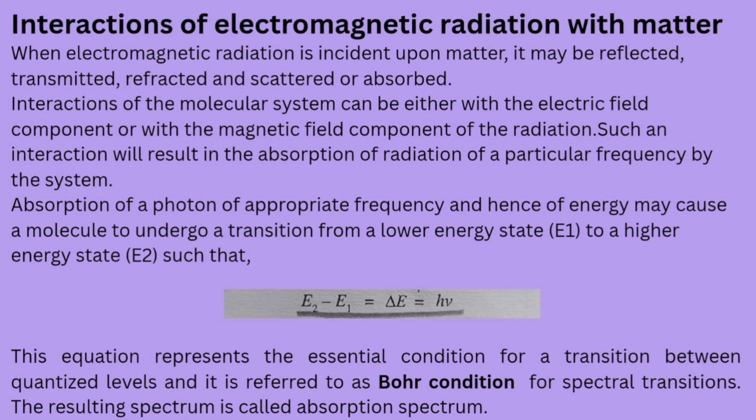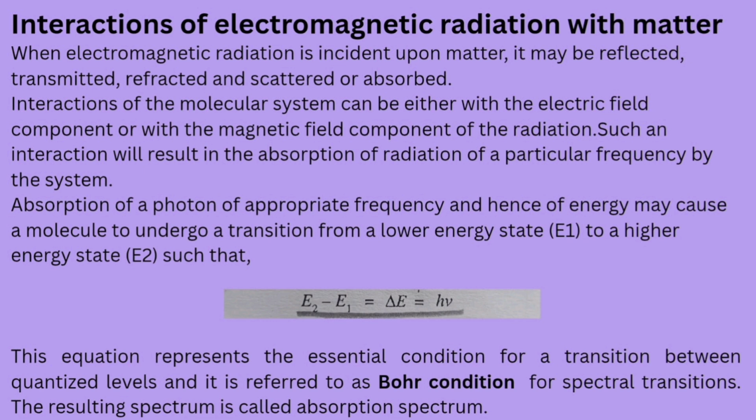Before going to the various spectroscopic studies, we should know how the interaction of electromagnetic radiation takes place with matter. So let's see the interaction of electromagnetic radiation with matter. When electromagnetic radiation is incident upon matter, it may be reflected, transmitted, refracted, scattered or absorbed. Interactions of the molecular system can be either with the electric field component or with the magnetic field component of the radiation. Such an interaction will result in the absorption of radiation of a particular frequency by the system.